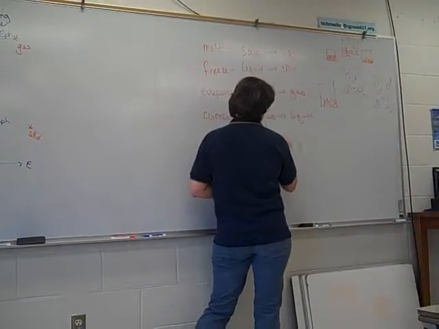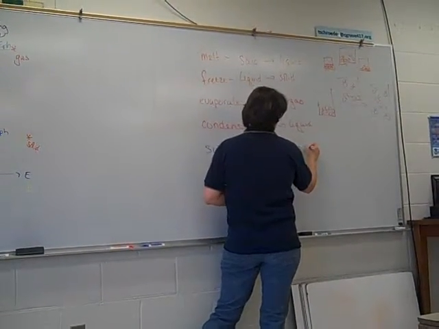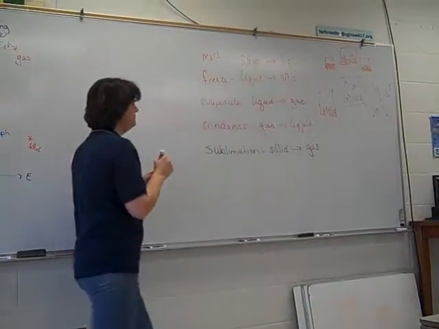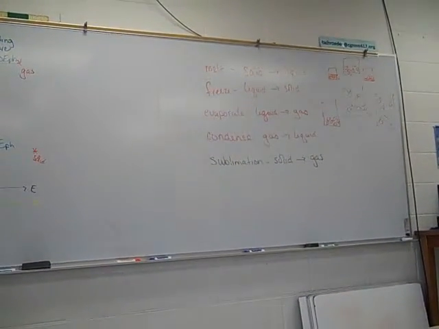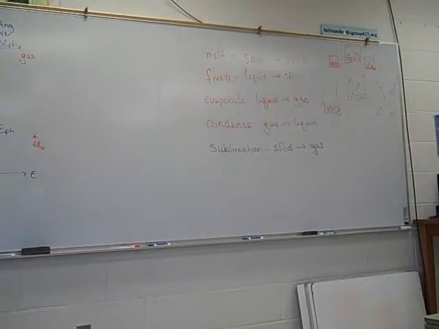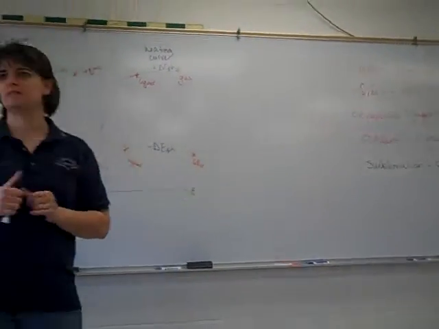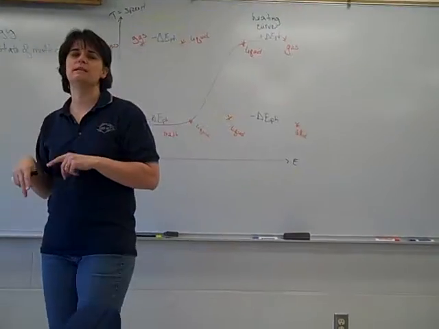This is where you have a solid, and you go directly to a gas. Dry ice is a very good example of that. Dry ice is frozen carbon dioxide. So it's not ice what you normally think of. It's not water ice. It's carbon dioxide ice.